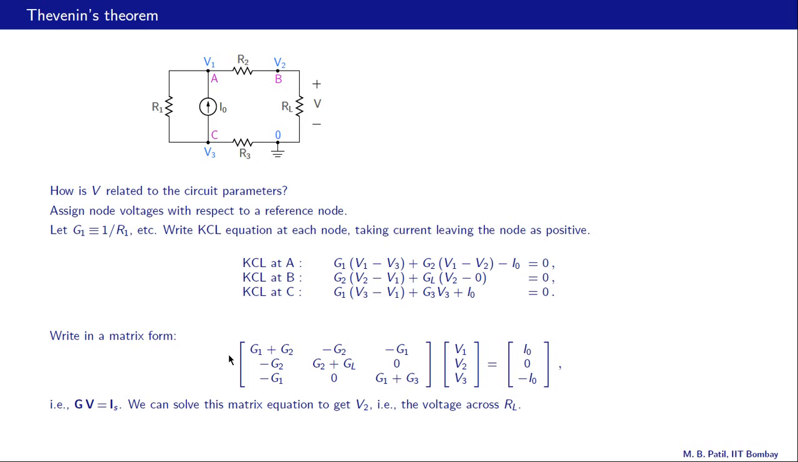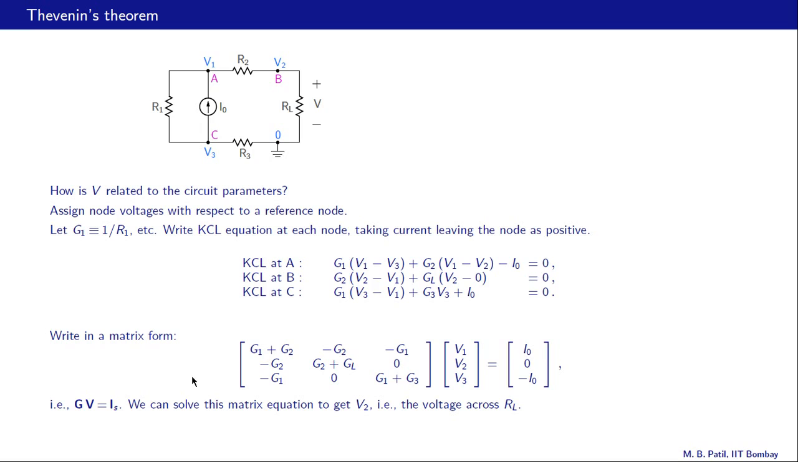This first equation comes from KCL at node A, and let us verify that. What is the coefficient of V1 in this equation? It is G1 plus G2, so that goes over there. That's going to multiply V1. What about V2? The coefficient is minus G2, so that goes there, and that multiplies V2. And the coefficient of V3 is minus G1, so that goes over there. In addition, we have minus I0 over here, and since that does not depend on V1, V2 or V3, we take that to the right hand side, so it becomes plus I0, and that is how it appears here.